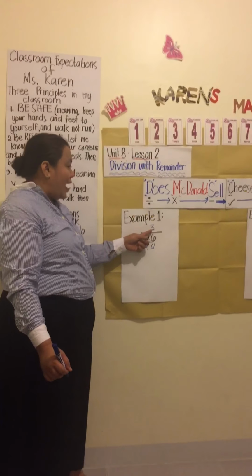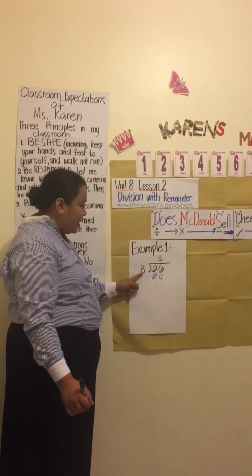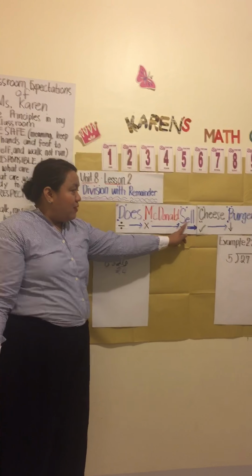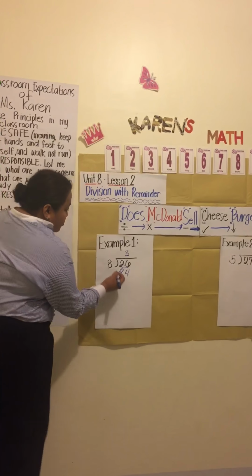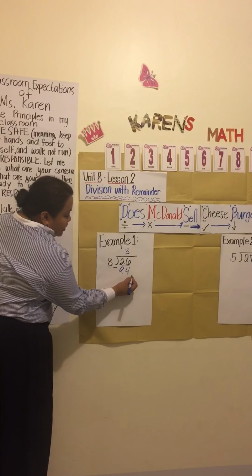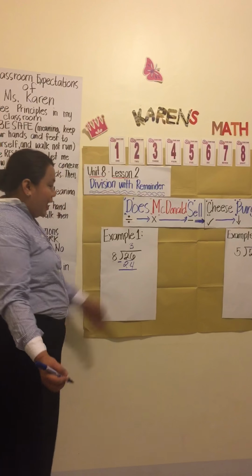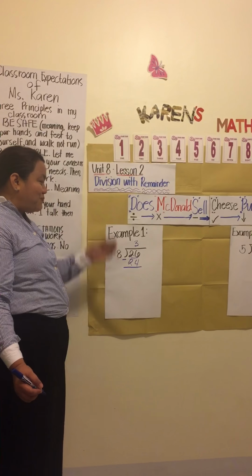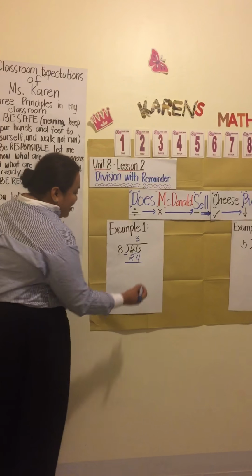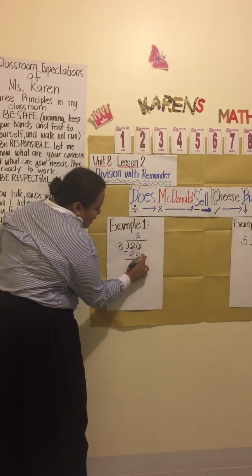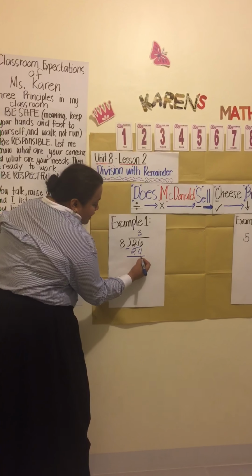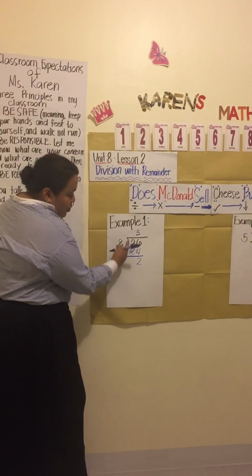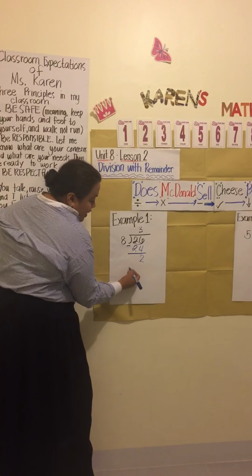So here we have 3 times 8 is equal to 24. And our next operation will be subtraction. Put the subtraction sign, and let's subtract from the tens place. Here we have 6 minus 4 is equal to 2. And of course, we have 2 minus 2 is equal to 0.